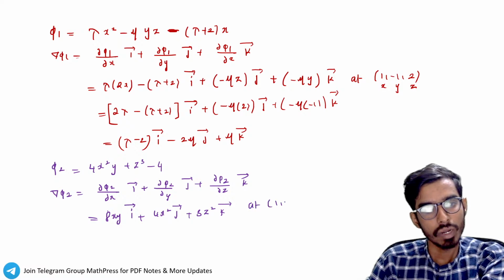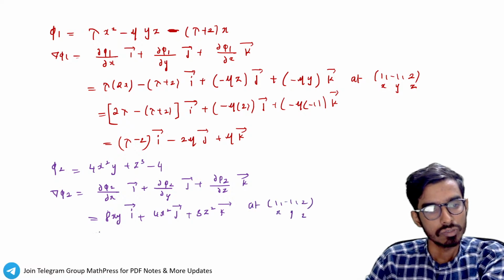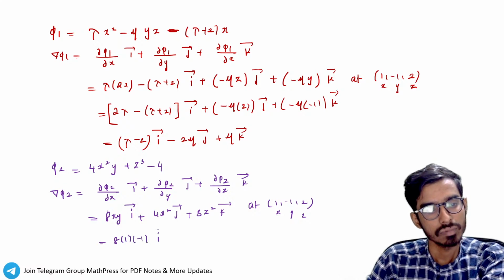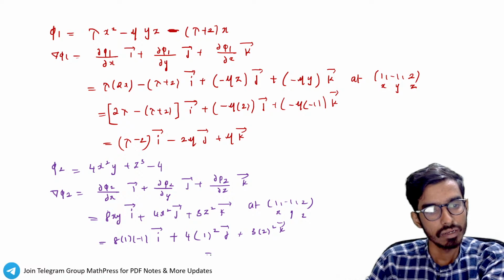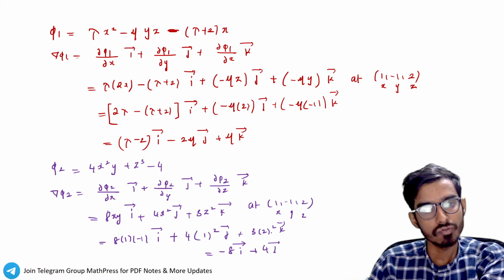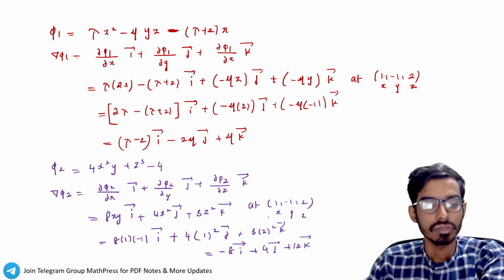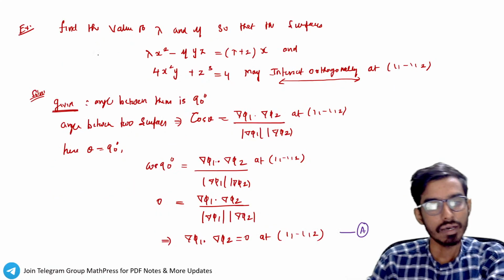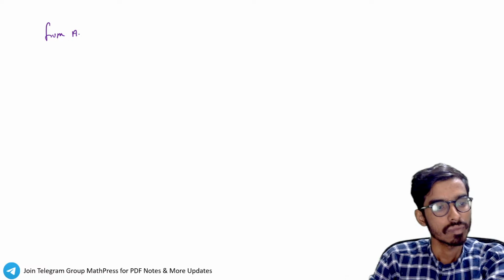Now at the point 1 comma minus 1 comma 2, 8x into y i vector plus 4x square j vector plus 3z square k vector. So this will be minus 8i vector plus 4j vector plus, 2 square is 4, 4 3s are 12, 12k vector, right? Now substitute back in A. From A, you can use anything, I am comfortable with the i vector. Okay.